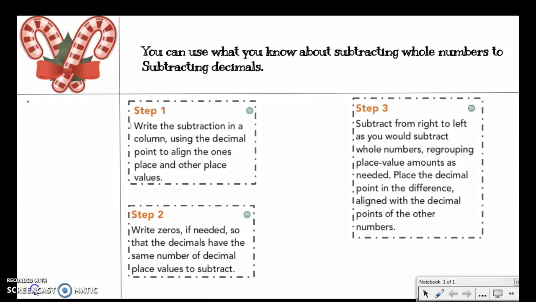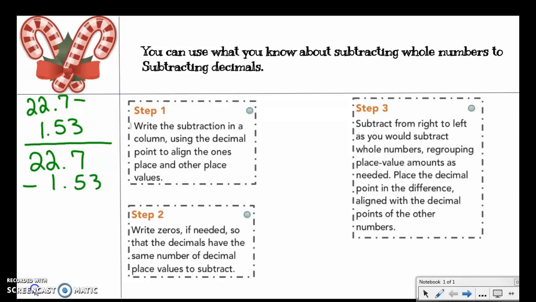22.7 minus 1.53. Step 1 is basically saying, again, make sure your decimal points are aligned. So if we were to rewrite this, it needs to be written like 22.7 minus 1.53. Okay? Again, make sure your decimals are aligned, otherwise you'll get a completely crazy off number.